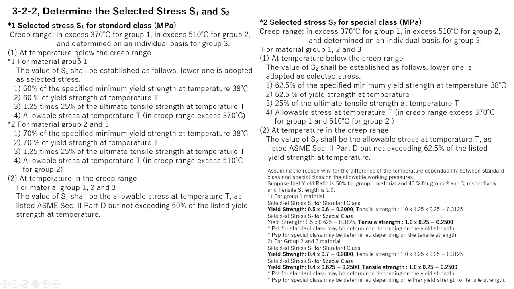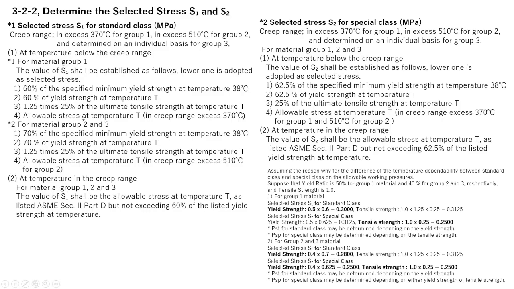At temperatures below the creep range for material group 1, the value of S1 shall be established as follows. The lower one is adopted as the selected stress. One: 60% of the specified minimum yield strength at ambient temperature. 60% of yield strength at temperature T. 1.25 times 25% of the ultimate tensile strength at temperature T.